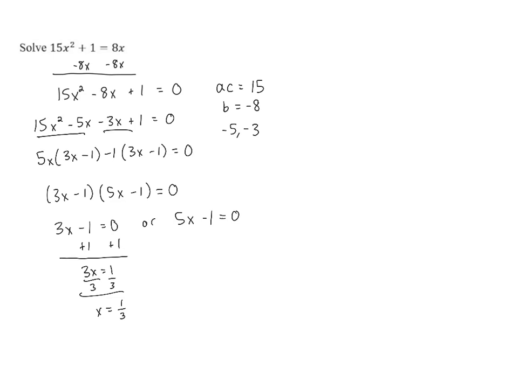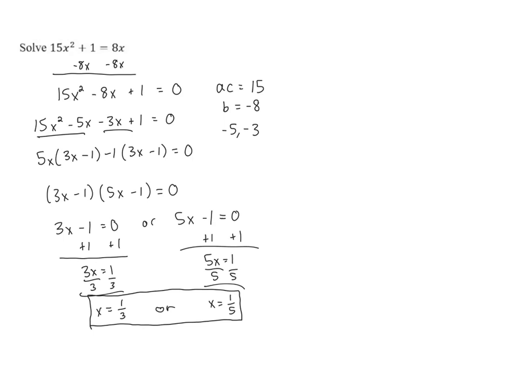In the other equation, we also are going to add 1 to both sides. That gives us 5x equals 1. But now we're going to divide by 5 to get x equals 1/5. So our final answer, we've got two solutions, x equals 1/3 or x equals 1/5.